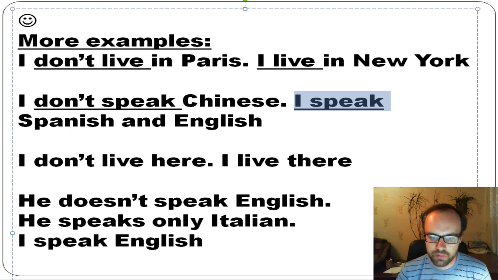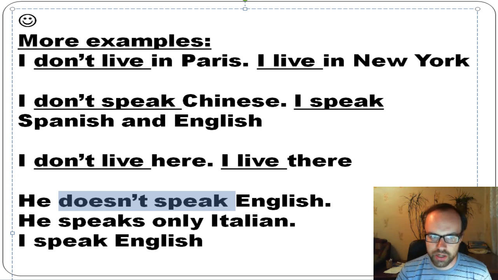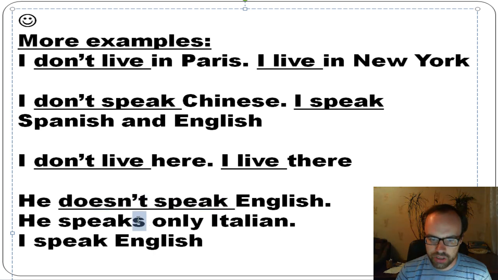I don't live here. I live there. So don't plus verb. I don't live here. I live there. So you see, I live. Subject plus verb. But you know that if you have he, you say doesn't plus verb. So he doesn't speak English. He speaks. You have he, she, it, you add s after the verb. So he speaks only Italian. I speak English.